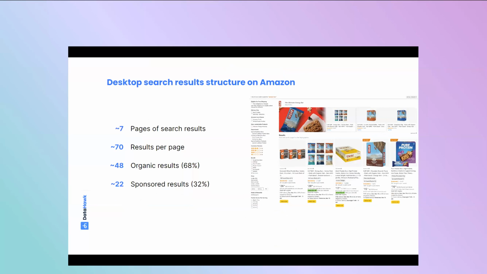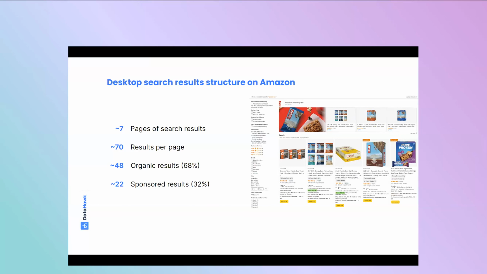And so as we dive into our topic today about keyword ranks and traffic on Amazon, just as a reminder, something that's interesting to look at, at least in the context of desktop search on Amazon, is the structure of search results. Most of the time we have 7 pages of search results, right? Around 70 results per page.